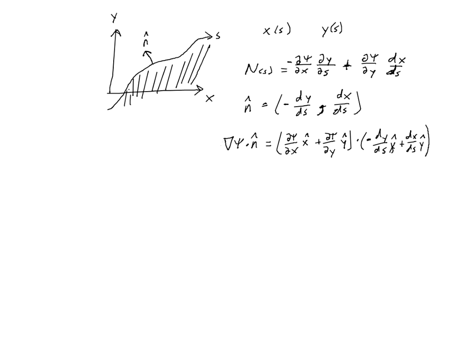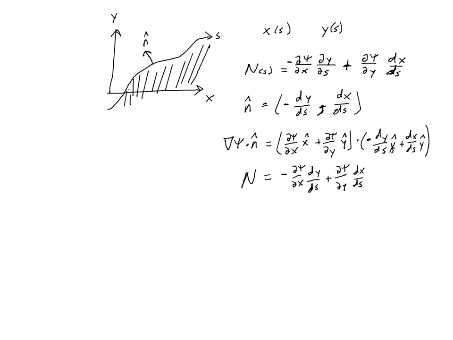And so if you dot all that together, you get n up here. And so the result of that is going to be minus partial psi with respect to x dy ds plus partial psi with respect to y dx ds. Everybody got it? So all of this is n.